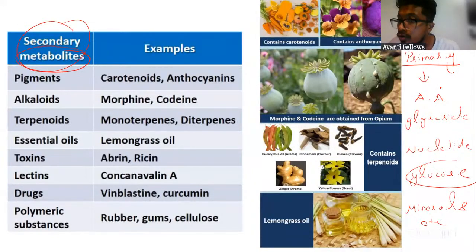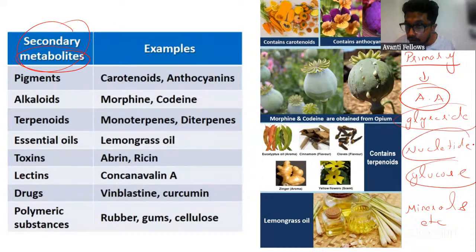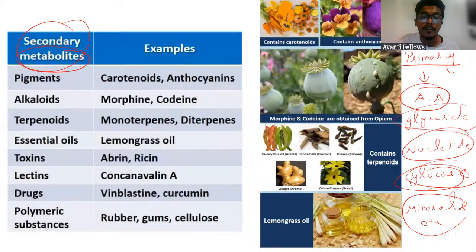What are primary metabolites? See, amino acid is very, very important because it participates in the life process. Glycerides are very important because they participate in the construction of cell molecules. Nucleotides are very important because they are responsible for the production of nucleic acids like DNA and RNA. Glucose enables the cell functions, it energizes the cell functions. 70% of the energy is coming from the glucose source. So that is why it is also participating in the life functions. Mineral ions are very, very important for enzymatic reactions. They can participate as vitamins, or they can also participate as cofactors for enabling the enzymatic reactions.